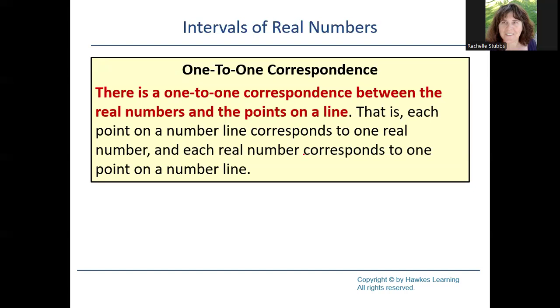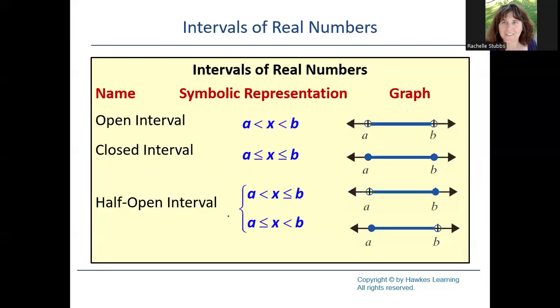This is about the number line. There is a one-to-one correspondence between the real numbers and the points on a line. That is, each point on a number line corresponds to one real number, and each real number corresponds to one point on a number line. In other words, if this is 3 right here on the number line, there is not going to be a 3 anywhere else on that number line. It's just going to be at that spot. There'll be a -3, but they are not the same number, are they, in the real number family? So we're good to go.